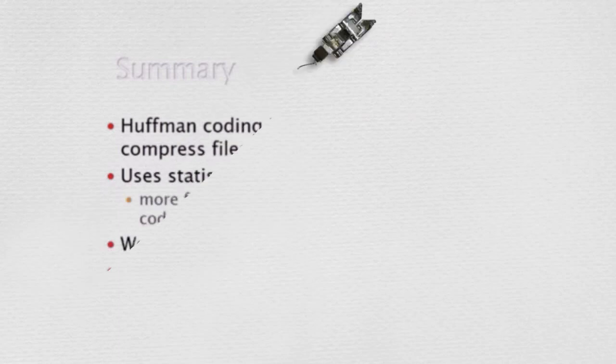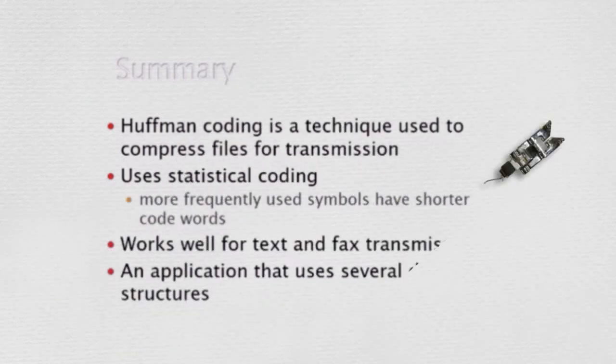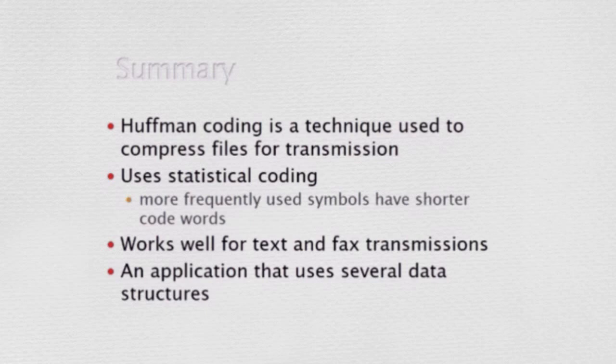Let us summarize. Huffman code is a technique used to compress files for transmission. It uses statistical coding. More frequently used symbols have shorter code words. It works well for text and fax transmissions. It is an application that uses several data structures.